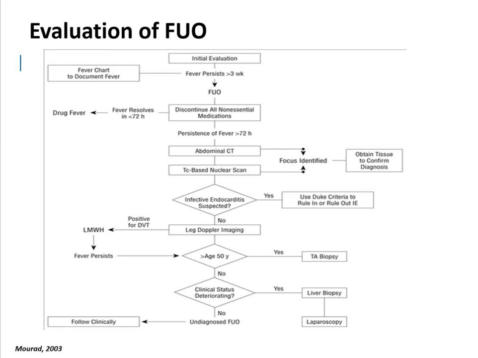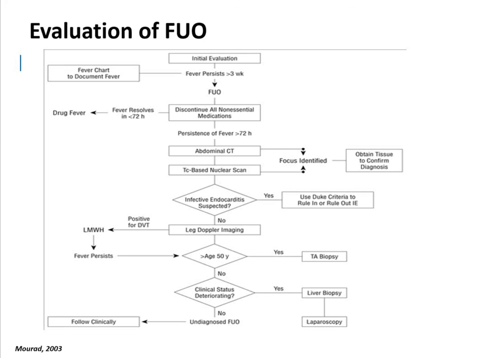So you should prescribe abdominal CT or technetium-based nuclear scan. Of course, you want to identify a focus, maybe in the abdominal cavity, to find a reason, etiology, the main disease which may lead to formation of fever of unknown origin. Of course, you should exclude infective endocarditis, and you should use Duke criteria to rule in or rule out infectious endocarditis.